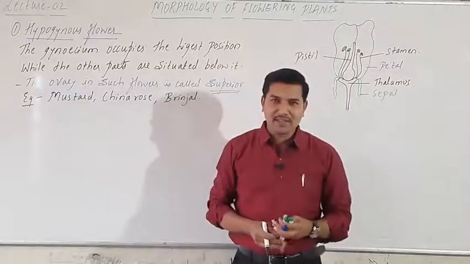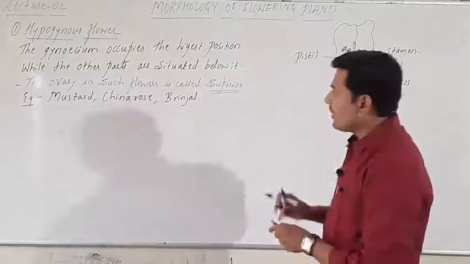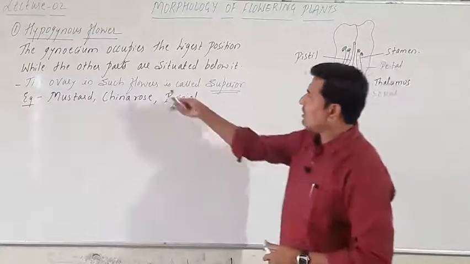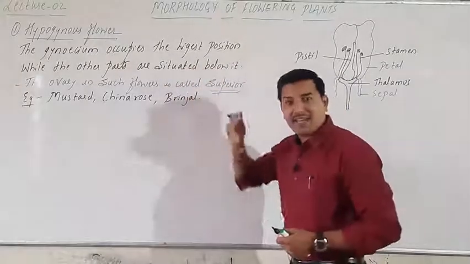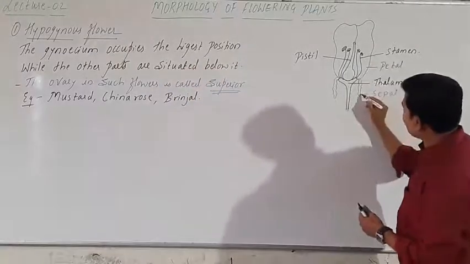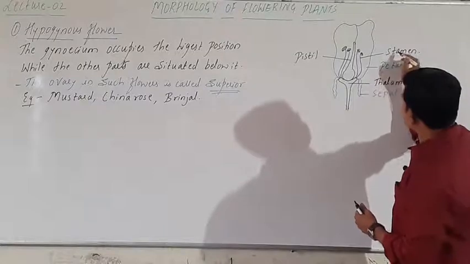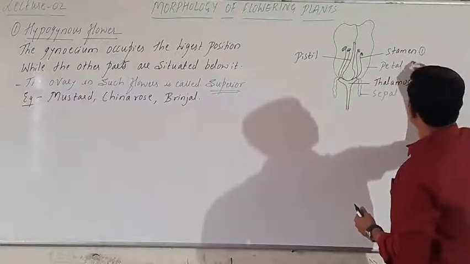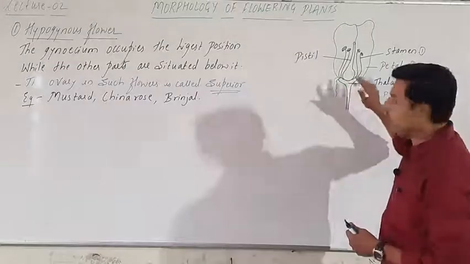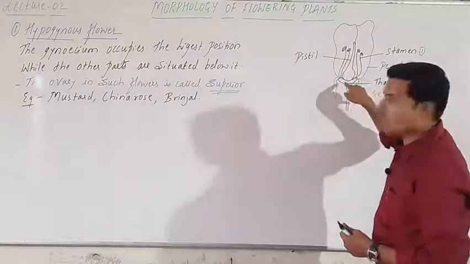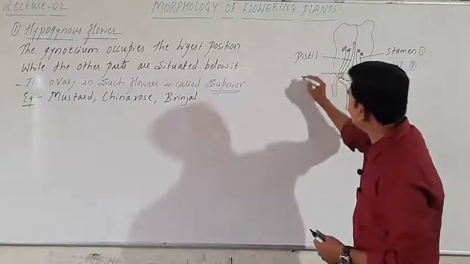Let us see what the definition says. According to the definition, the gynoecium occupies the highest position. Highest means above the sepals, petals and stamens. So let us take this as 1, 2, 3. They will arise from the base of the ovary. This is the ovary, what we are seeing here.